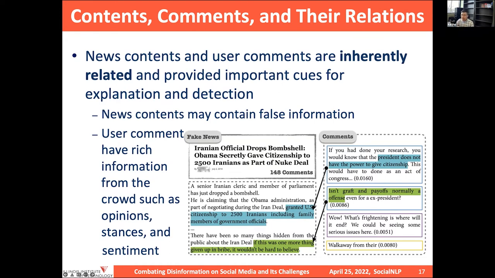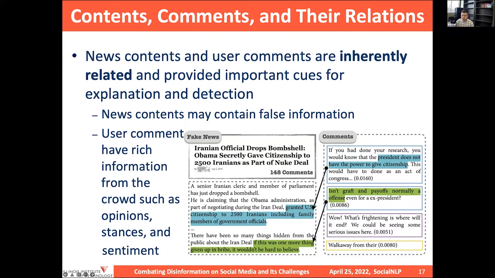In addition to that, user comments on social media, such as comments on Twitter, provide information such as the user's opinions, sentiment, and stance to the news. For example, as you can see in this figure, users on the right side discuss different aspects of the news, such as the first comment saying that the president does not have the power to give citizenship.